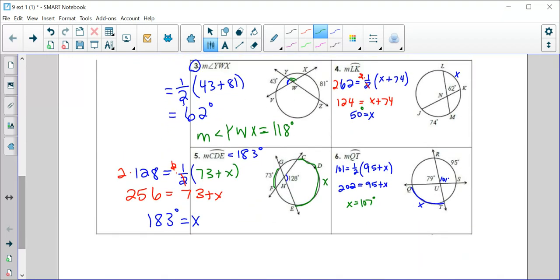All right, that last one, the first thing we had to do with that one was to find the linear pair there, or the supplement to 79 was 101. Then use that as our angle along with the arcs 95 and x. So 101 equals 1/2 times 95 plus x. Multiply by 2 and subtract that 95. All right, let's go to the next page.